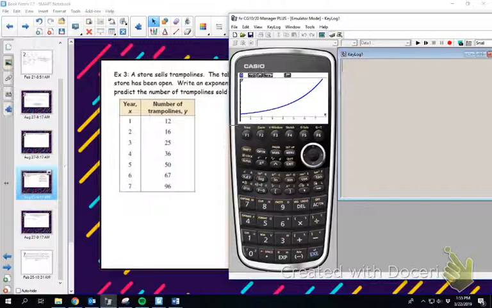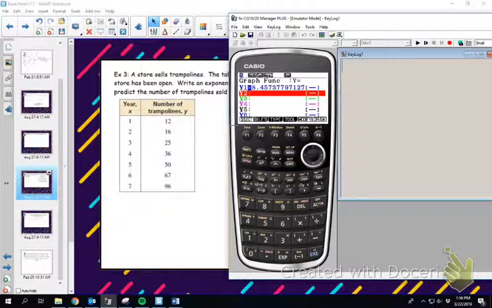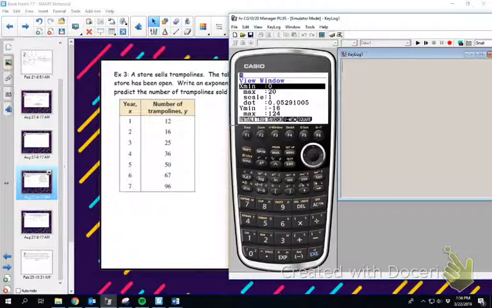There we go. So there's my model. I'm going to make my window a little bit bigger so I can see 15 years. So I'm going to go up and make this 20. All right, so look at how fast that stuff is growing. I can't even see right now, so I'm going to make my Y max even bigger, just so you can see how big some of these values are going to be here.